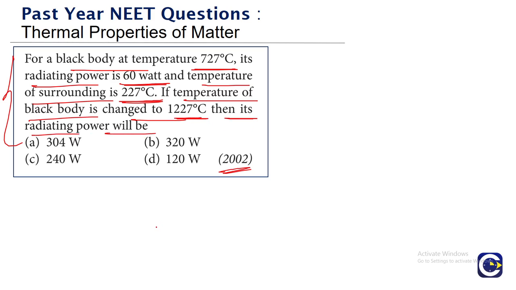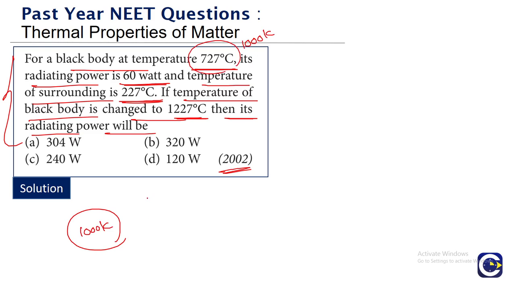How much? See here, we have the body. Its initial temperature is 727 degrees Celsius, which means we will require the values on the Kelvin scale. So plus 273 means 1000. So we have the object at 1000 Kelvin. What is the surrounding temperature? It is 227, which means if you add 273 it will be 500 Kelvin.